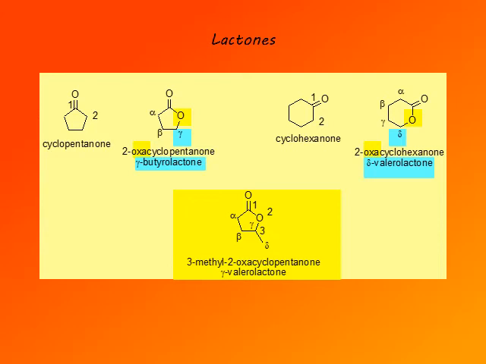Note the difference between gamma and delta valerolactones. We just covered these two. A systematic name of this compound would be 3-methyl-2-oxacyclopentanone. Of course, the carbonyl carbon is carbon 1, oxygen is position 2, and then the carbon attached to oxygen is carbon 3.